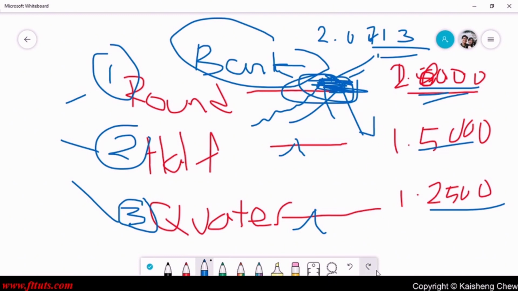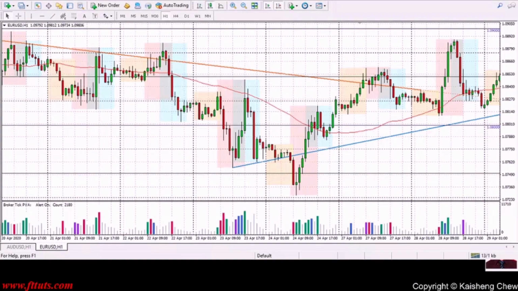What to do with this kind of magic number? Round number, half number, and quarter number. Let's jump into the chart to explain in more detail. So you can see here, this is the chart.